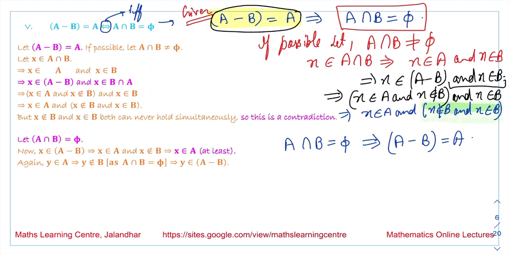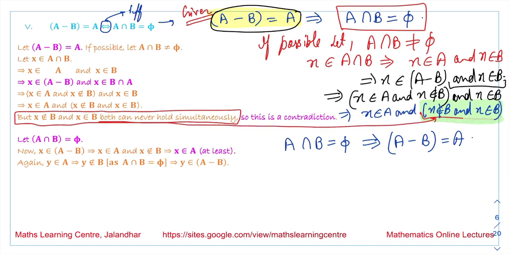We are talking about this condition over here, that x does not belong to B and x belongs to B, and both these conditions can never hold simultaneously. It means this supposition that we have made, that A intersection B is not equal to phi, is not true, this is not possible. So we obtain a contradiction over here. It means this supposition is wrong and hence A intersection B should be equal to phi.